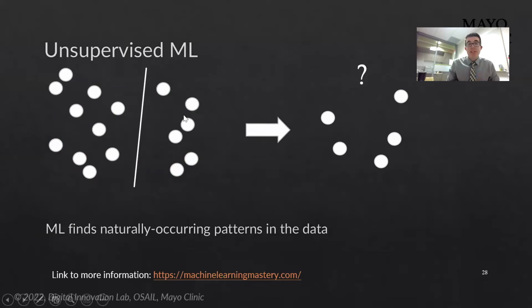The second type is unsupervised machine learning, and this is where you don't provide any labeled data to the algorithm. Essentially you provide just unlabeled data and you ask the algorithm to find naturally occurring patterns in the data.